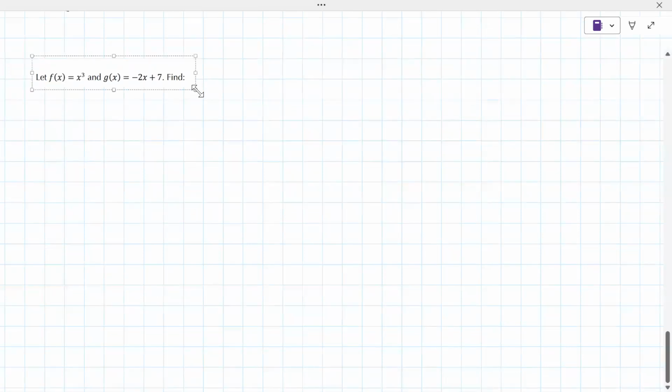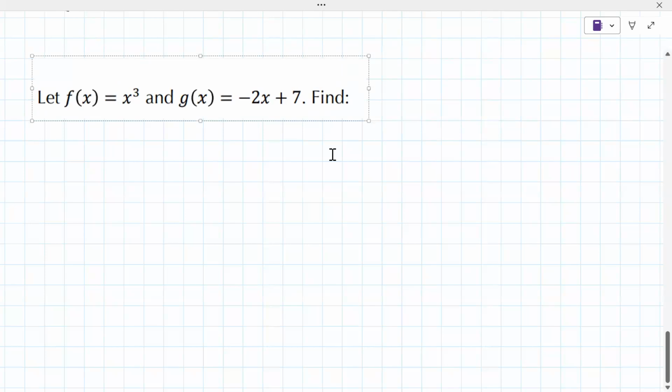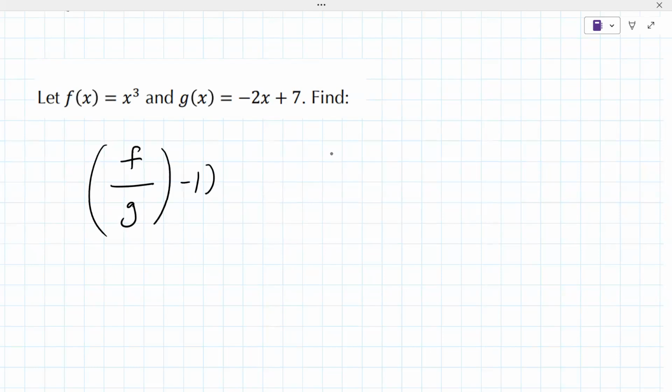All right, so here's an f of x and here's a g of x. I want you to find f over g of -1. So this means f of -1 divided by g of -1. Give that a try, please.